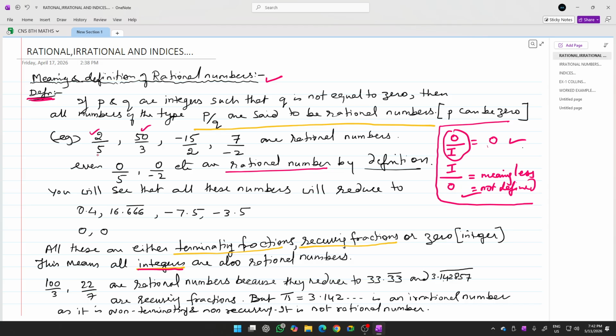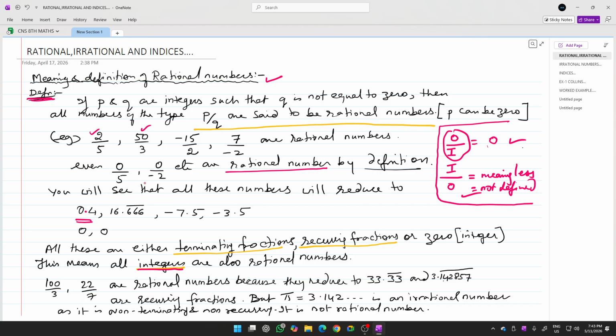Suppose 2 upon 5, which is in fractional form. If you convert it into decimal form, 2 upon 5 will give you the answer 0.4. Now 0.4 is known as a terminating decimal, because after 0.4 the division stops. You get a 0 in the remainder. So 2 upon 5 is a terminating fraction, and the answer is 0.4. A terminating decimal is also considered a rational number.